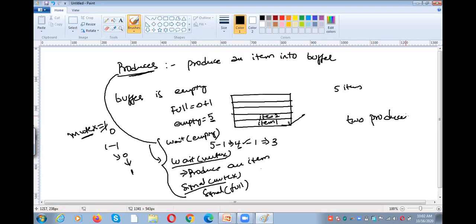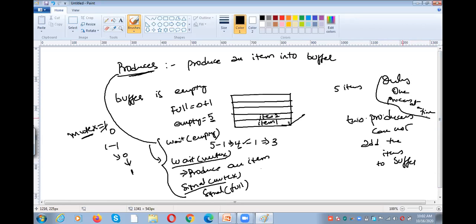Two producers cannot add items to the buffer. Only one process at a time. So what can we do? With the help of wait and mutex, we can achieve this. Only one process is allowed to add an item into the buffer.